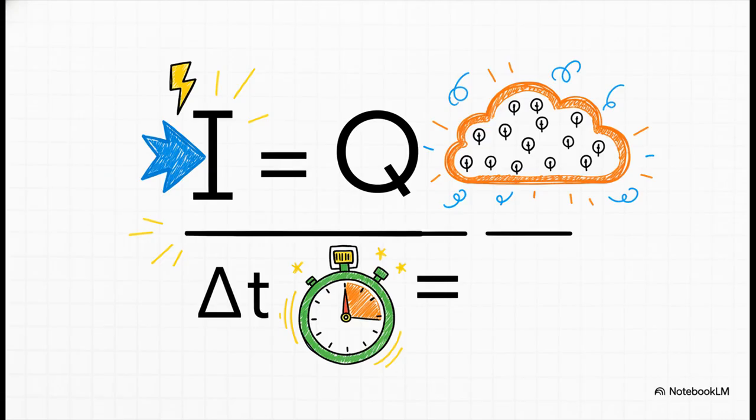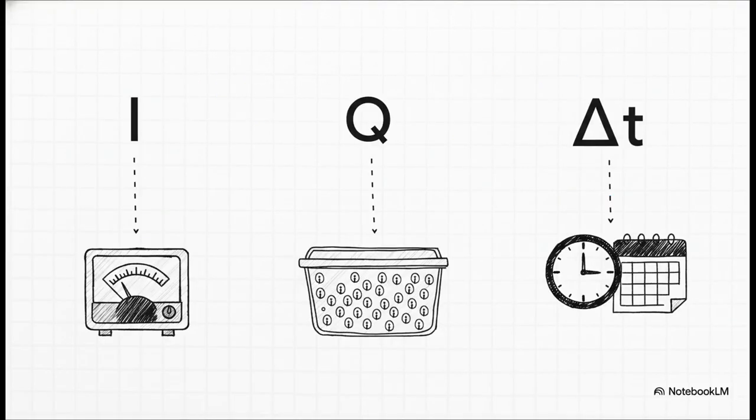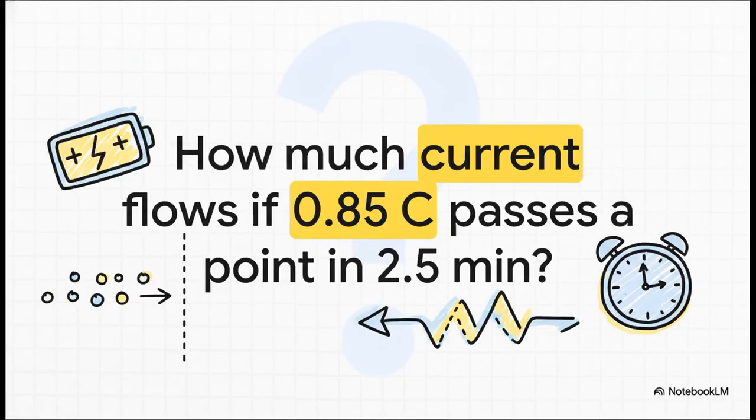Now, that I stands for current, which is a little nod to Ampere's original work on the intensity of the flow. So let's break that down real quick. I is our current, measured in amperes. Q represents the total amount of electric charge, which we measure in something called coulombs. And a coulomb? Well, that's just the name for that huge group of electrons we were just talking about. And finally, delta T is just the time that's passed, measured in seconds. All right, let's put this into practice and see how it works with a real problem.